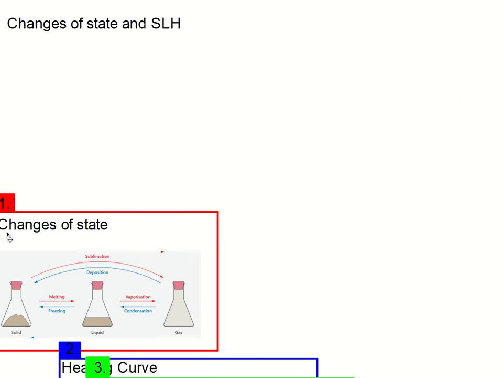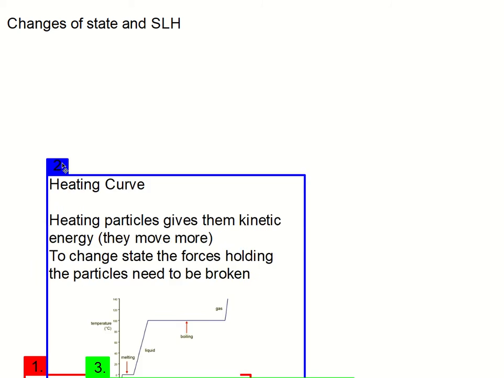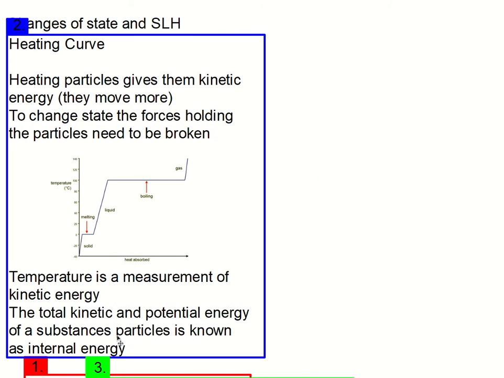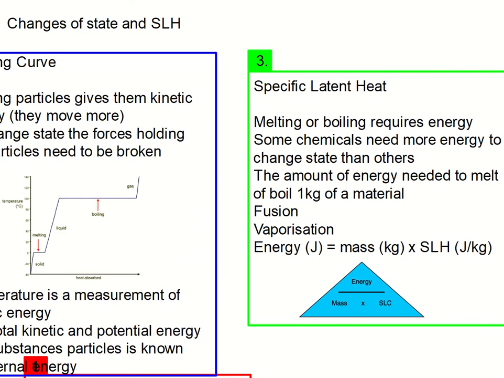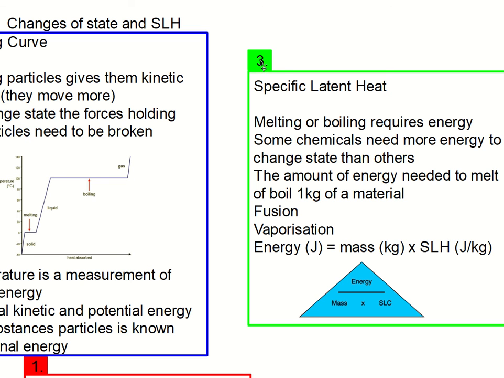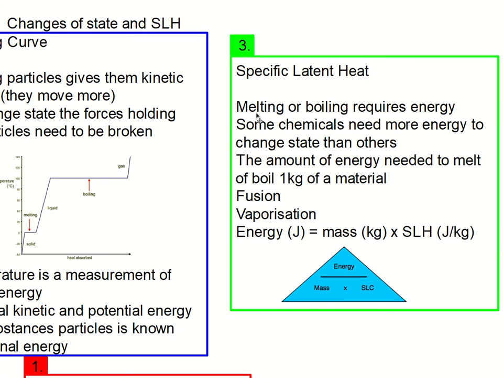The last thing we need to talk about is this thing called specific latent heat. So, specific latent heat. Melting or boiling basically requires energy. As we've just said, you need that energy to break the forces between the particles. And that energy that's used is called the specific latent heat. Why is it latent? Well, latent means hidden.